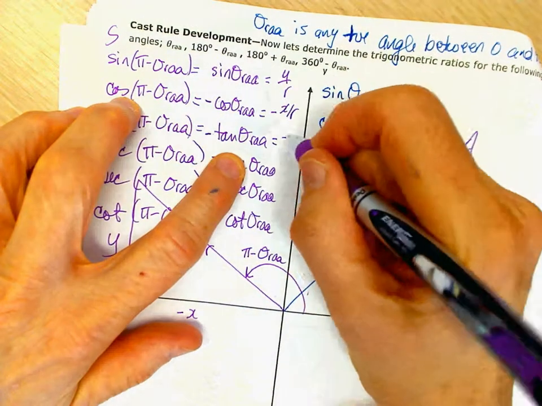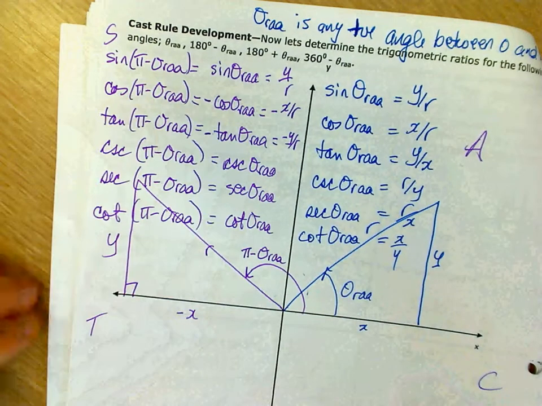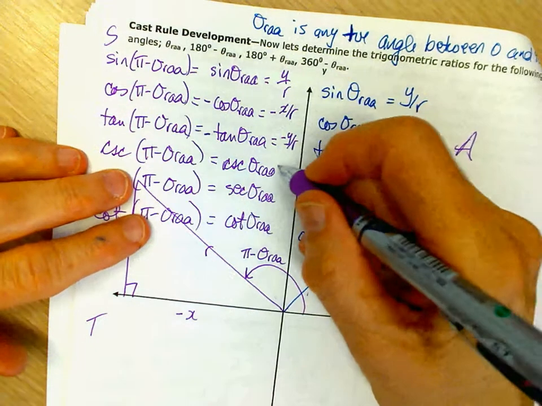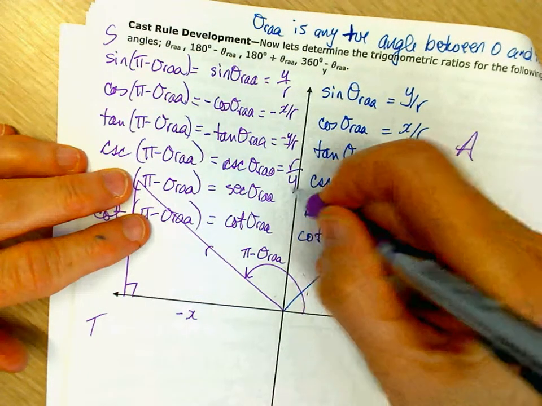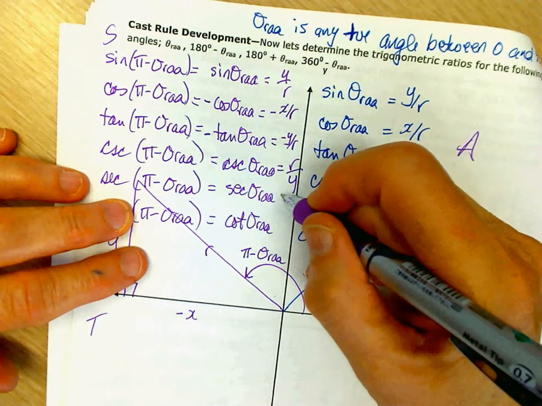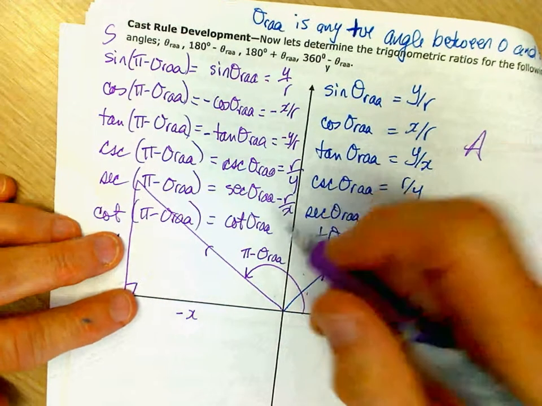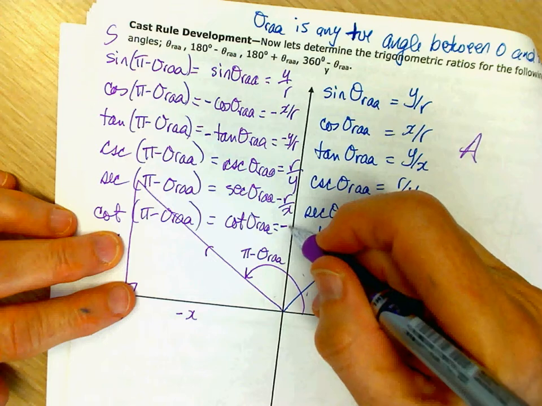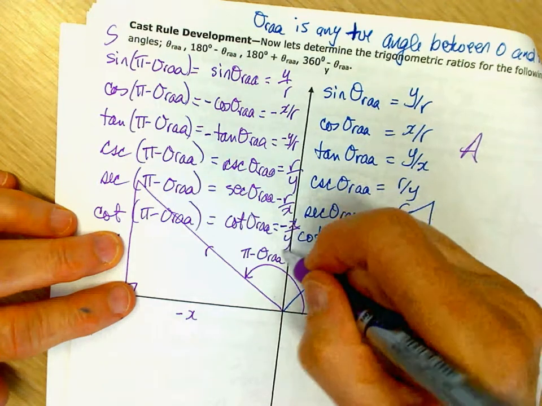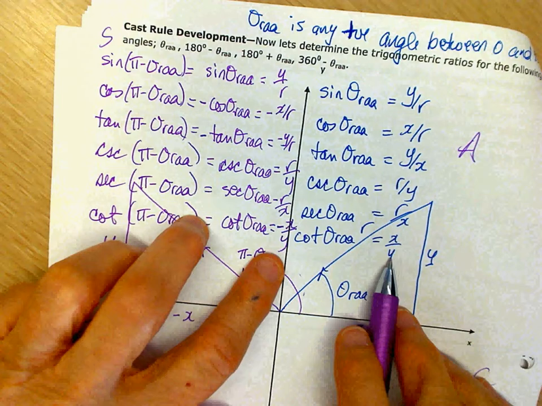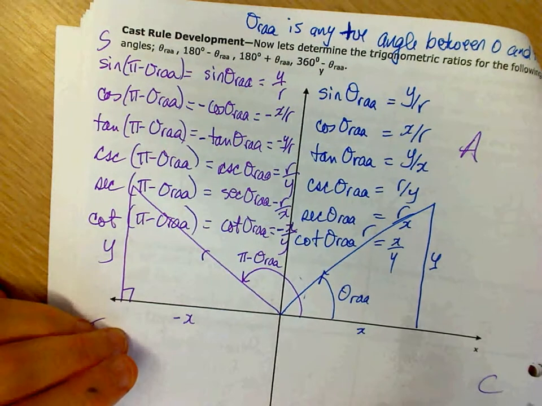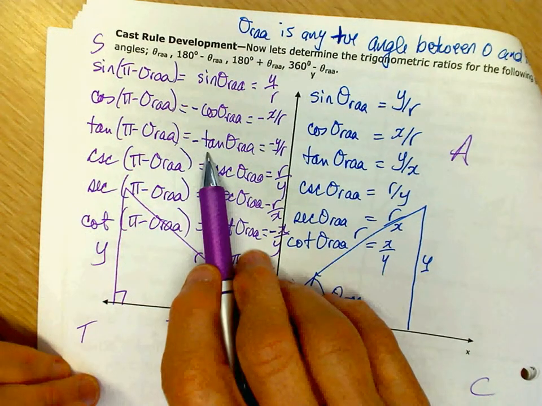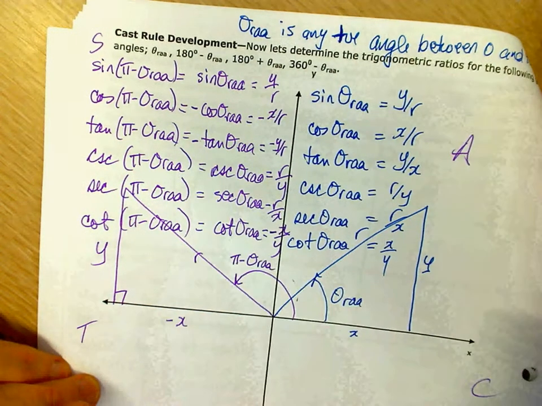Sine and its reciprocal are the only ones that are positive. So secant is negative r over x, and cotan is negative x over y. Yes, for tan, you wrote y over r, it should be y over x, right? Thank you for helping me on that. I appreciate that.